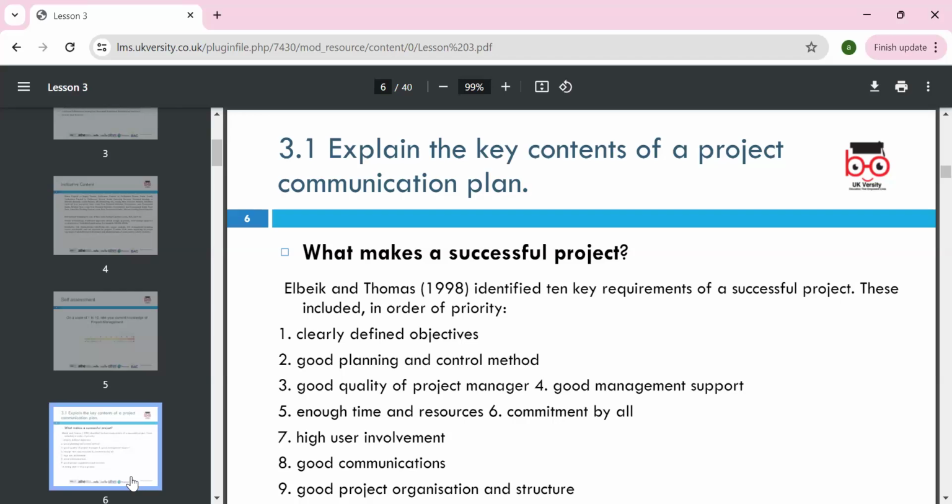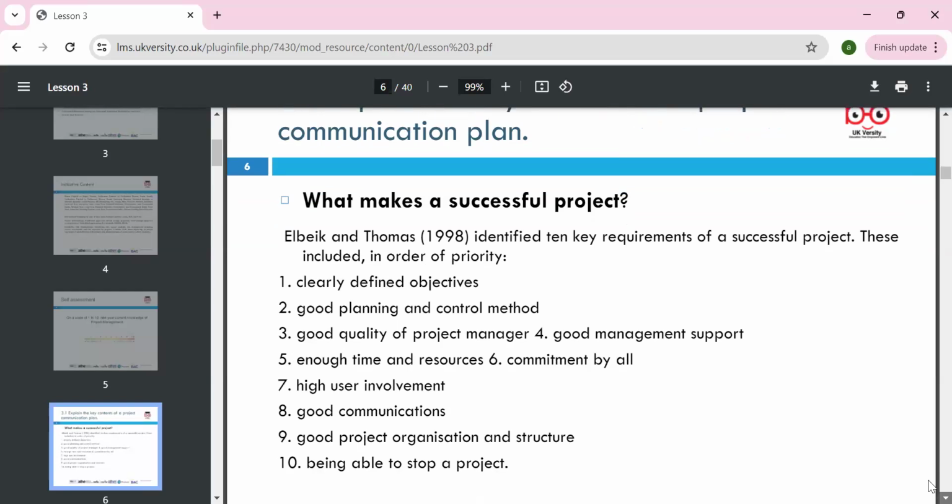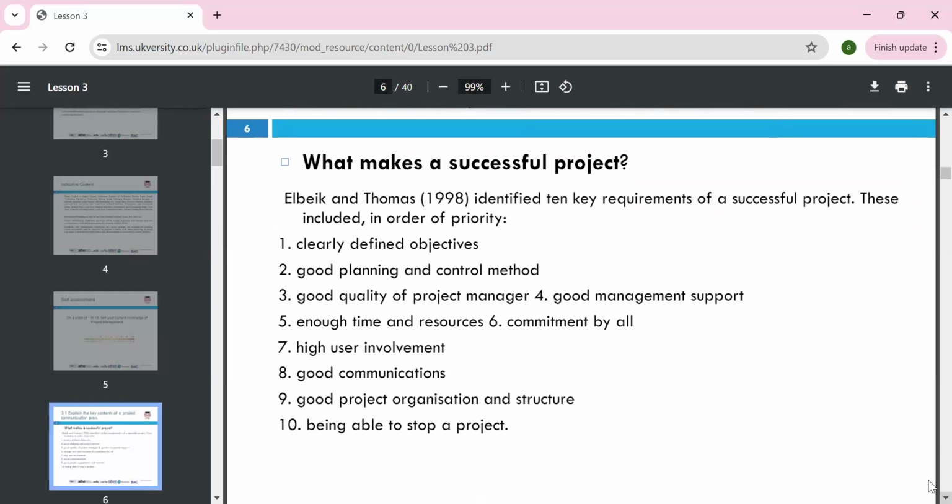Okay, good planning. A plan is where you are and where you want to go. So we have to look at when we'll start and when we'll finish. And control is corrective: how often we measure the performance, weekly report, monthly report, yearly report, whatever, according to the project. Then a good quality project manager: what skills and ability, analytical skills, good communication, good management support, enough time and resource commitment by all, and high user involvement, because they are the end users. Good communication and good project organization structure, and being able to stop a project.